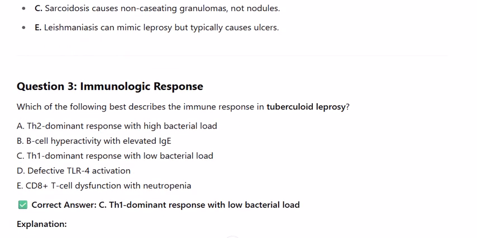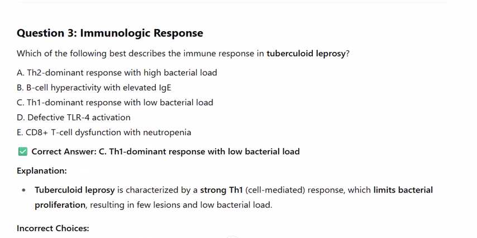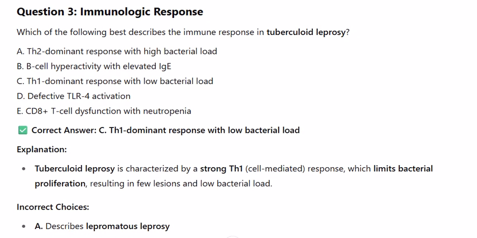Question 3: Immunologic response. Which of the following best describes the immune response in tuberculoid leprosy? A. Th2 dominant response with high bacterial load. B. B-cell hyperactivity with elevated IgE. C. Th1 dominant response with low bacterial load. D. Defective TLR4 activation. E. CD8+ T-cell dysfunction with neutropenia. Correct answer: C. Th1 dominant response with low bacterial load.